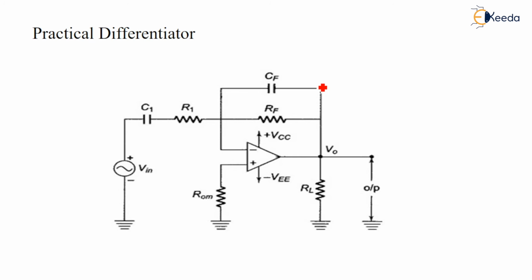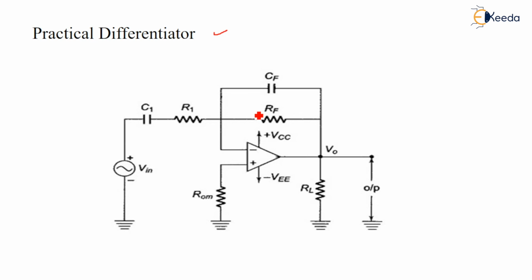So they introduced a resistor in series with this capacitor, and one capacitor in parallel with the feedback resistor. Both the instability and the high frequency noise problem can be reduced or corrected using this practical differentiator. These two components, R1 and RCF, are introduced to this basic differentiator circuit.